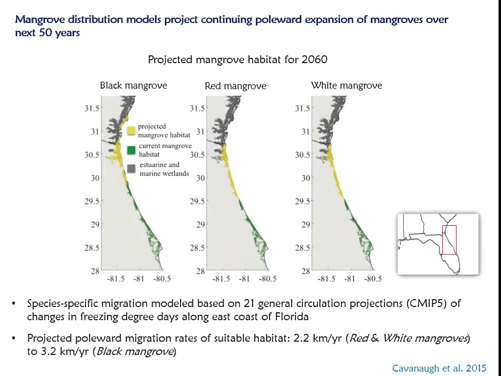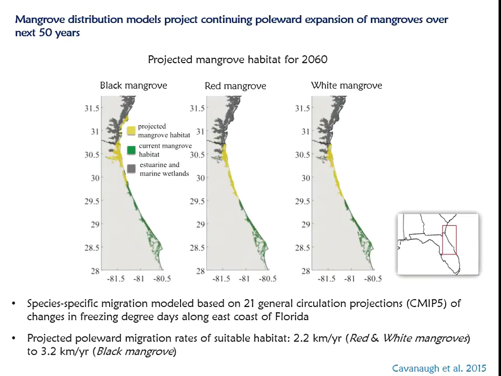Kyle, this postdoc, also modeled those data for the different species. We did some physiological studies to see the cold tolerance of the 3 different species. The white mangrove is the most cold intolerant, then the red mangrove, and then the black mangrove is the most cold tolerant. And using those tolerance levels and the predicted climate change over the next 50 years, he put together this model to predict where they would be by 2060.